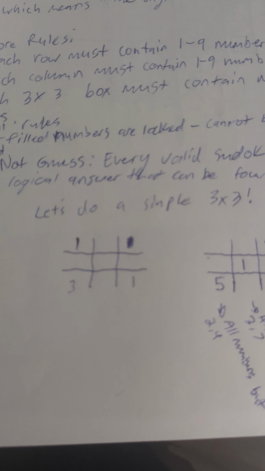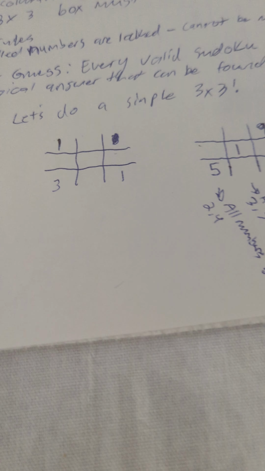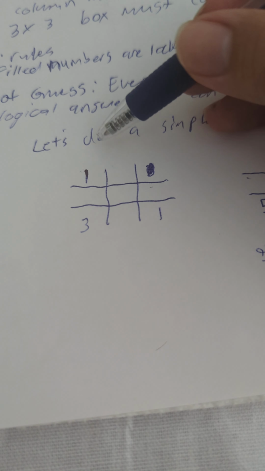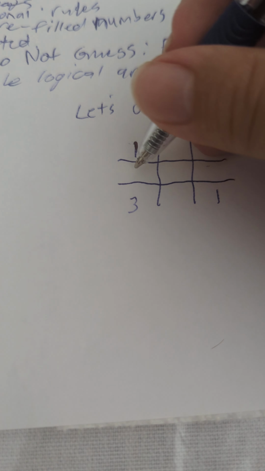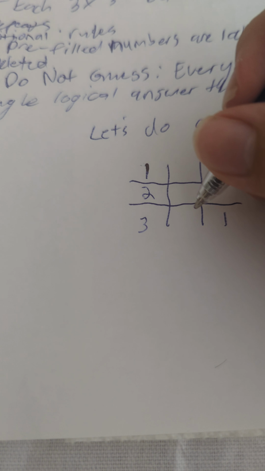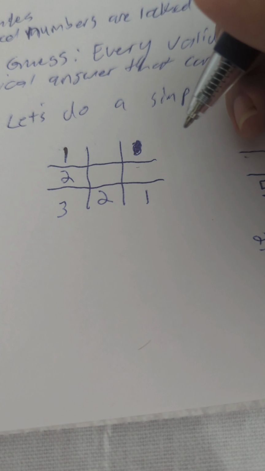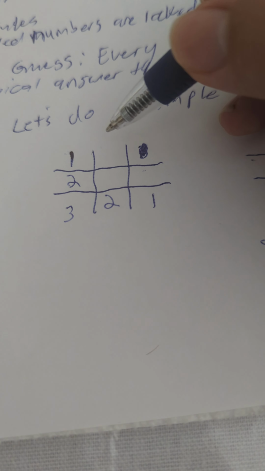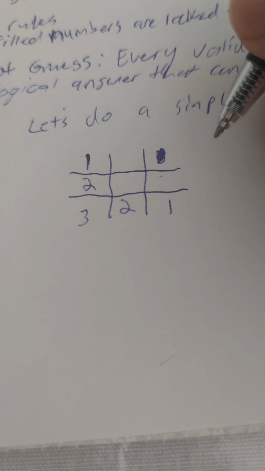So let's do a simple 3 by 3. Let's say we have three numbers given here. We have 1, 3, and 1 here. Well, we know naturally that this one's going to be 2. And because we already have two numbers here, we also know that this one will be 2. But what about the rest of these numbers? Well, we have to solve for which ones will be in these boxes, right?